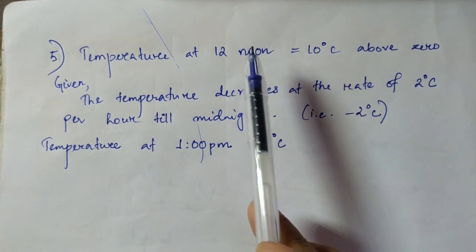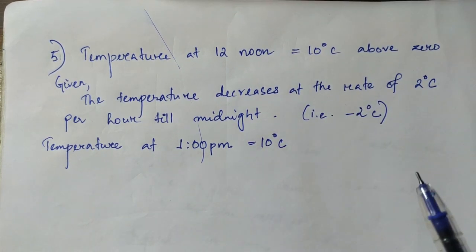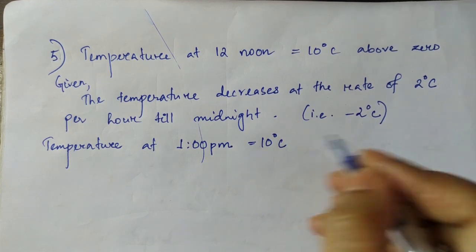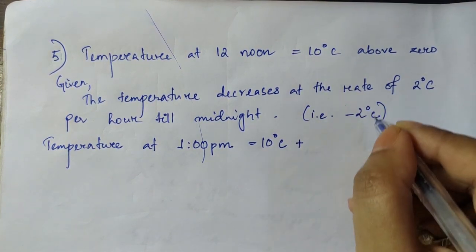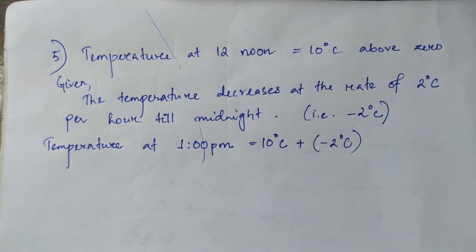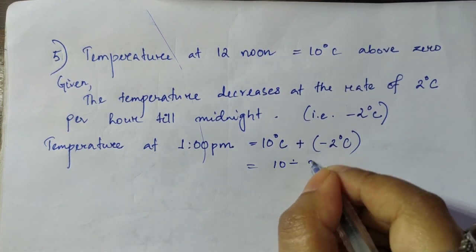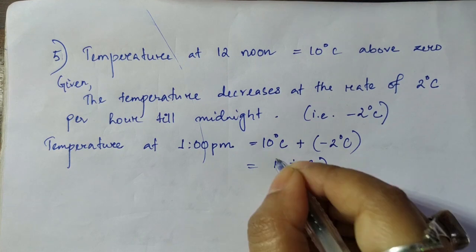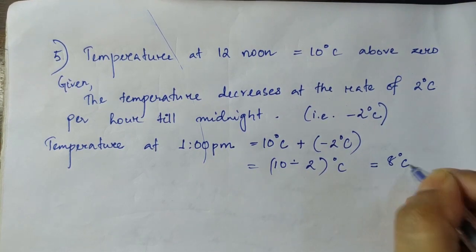If it is 10 degrees Celsius at noon, what will the temperature be 1 hour later? We have to add, but the temperature is decreasing, not increasing, so I have to write it as minus 2 degrees Celsius. So 10 plus minus 2 degrees Celsius, I will get 8 degrees Celsius.